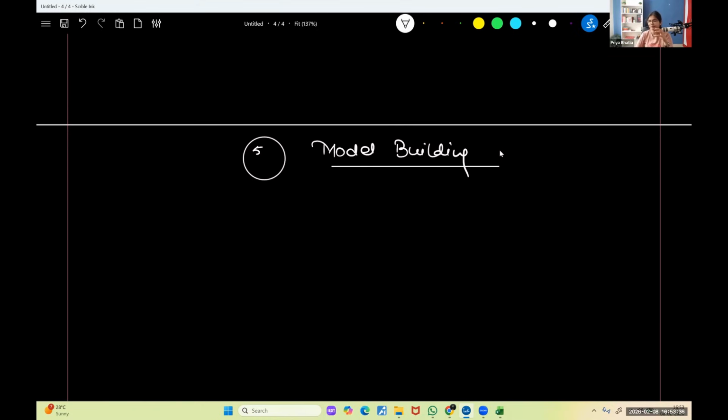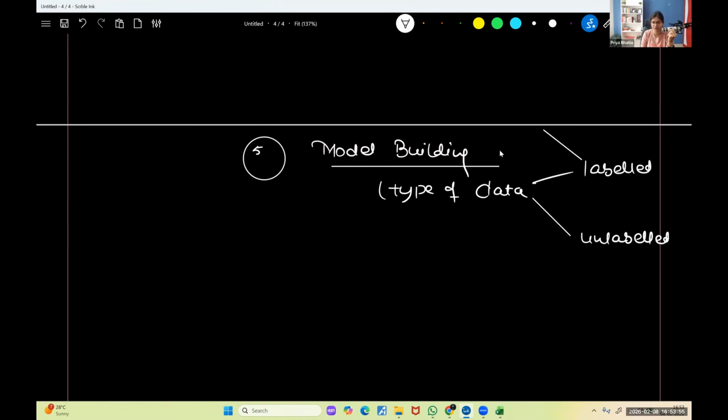So model building means, depending upon what type of data you have, whether that data is labeled data or unlabeled data, and if it is labeled data, whether the prediction is based on a continuous value or a categorical value, based on that we will decide which specific type of model we will use in machine learning.